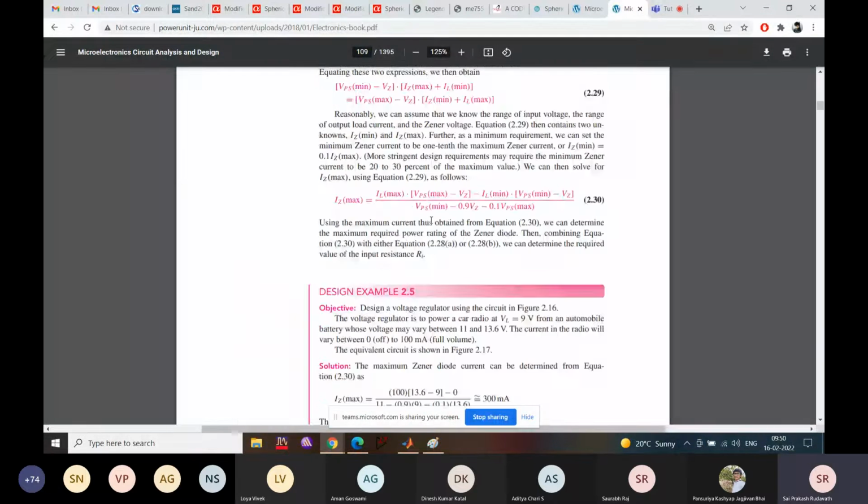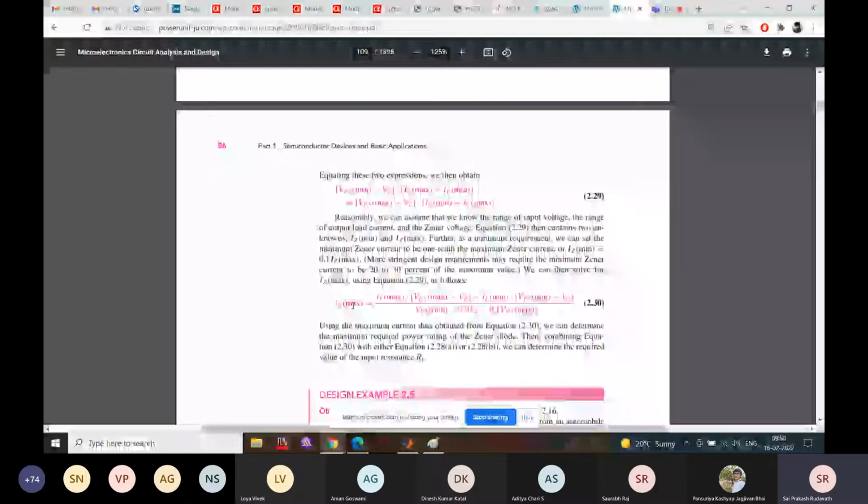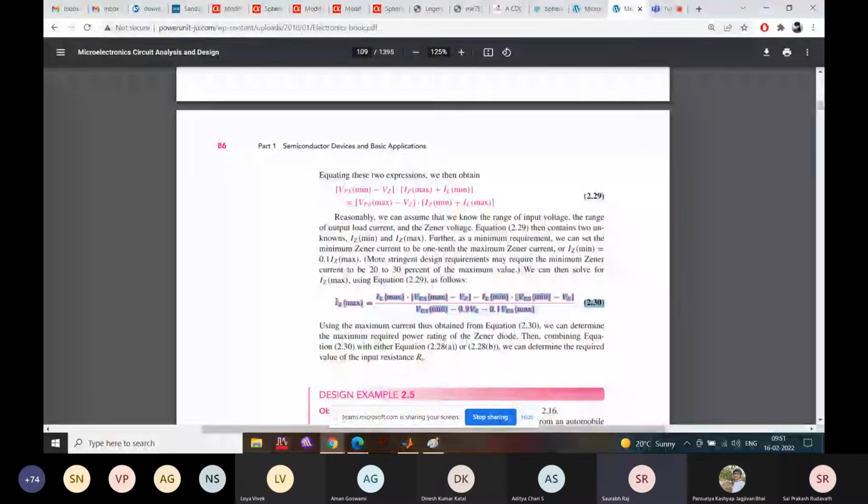So here is a formula for finding maximum current in zener. Can you see this? Equation 2.30. Can you see this? Yes, sir. Okay.